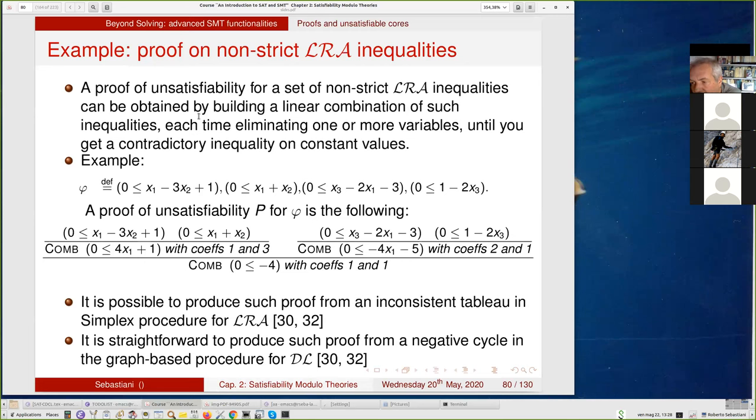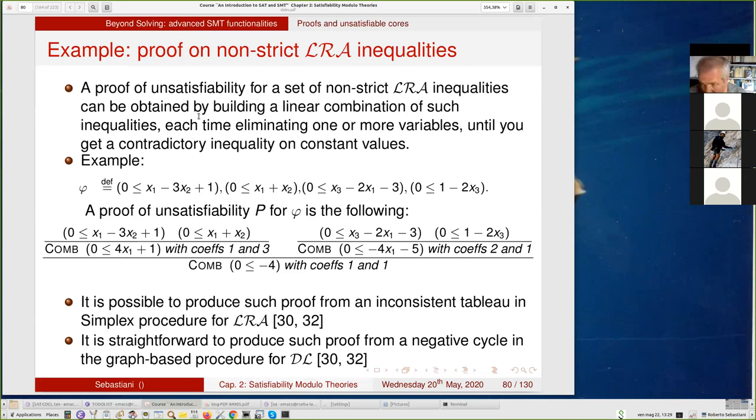No, wait a moment. Once you have the theory lemmas, you have a resolution proof, that's it. If you remember how we explained the idea of SMT from the perspective of a SAT solver, you have a SAT solver which reasons on an original formula plus some clauses which are given to it on demand by the theory solver. This is actually the very same point, right?